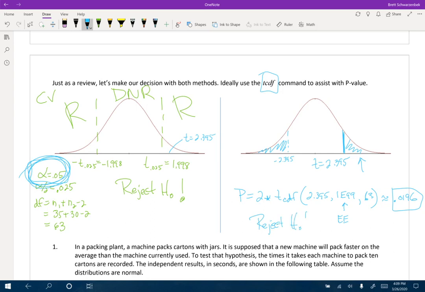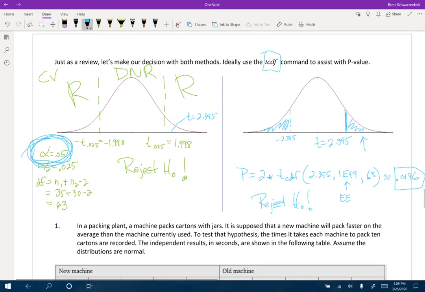Okay, so same conclusion both ways, but two different methods. But basically, you need to become experts in these two methods for determining a decision for our test, because you want to be able to go back and forth and be able to do either. I will be asking you about either on the exam, so make sure you can do that.